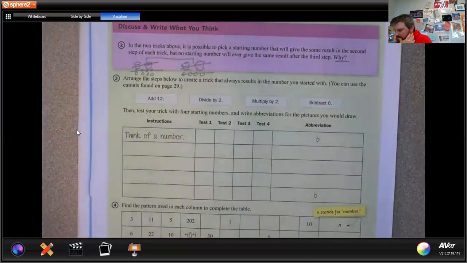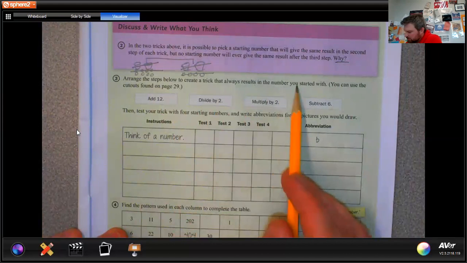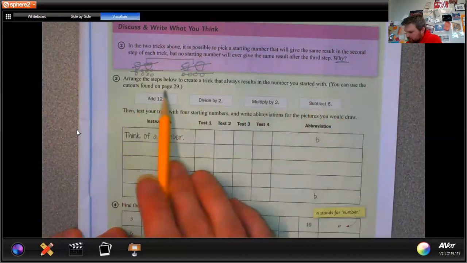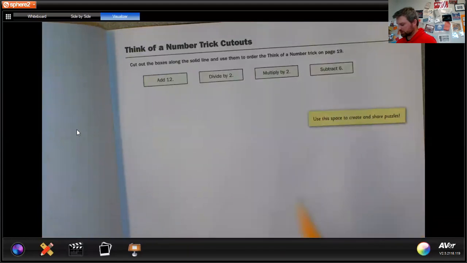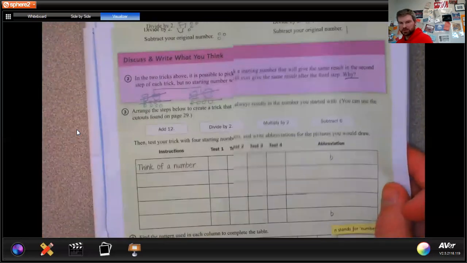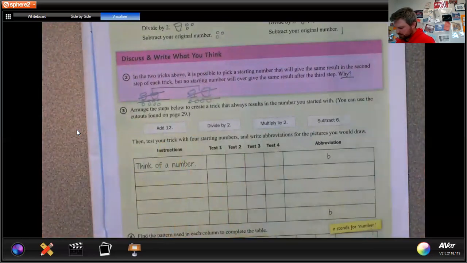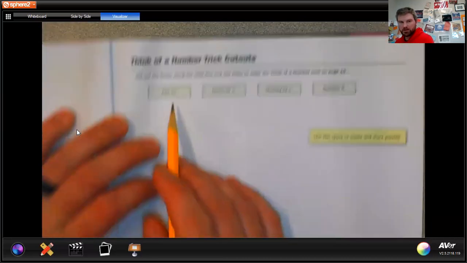It says, arrange the steps below to create a trick that will result in the number you started with. You can use cutouts from page 29. So if you flip to page 29, there are some cutouts here, and there's also some space to practice in if you want. Here are your options. Then test your trick with 4 starting numbers and write the abbreviations here. Okay, so let's go to page 29.